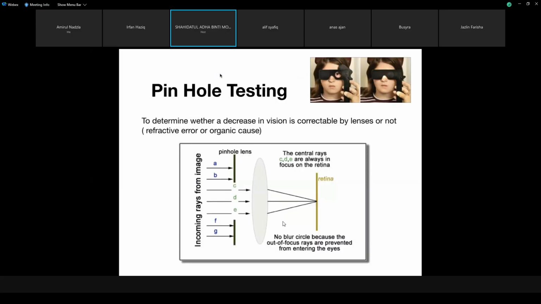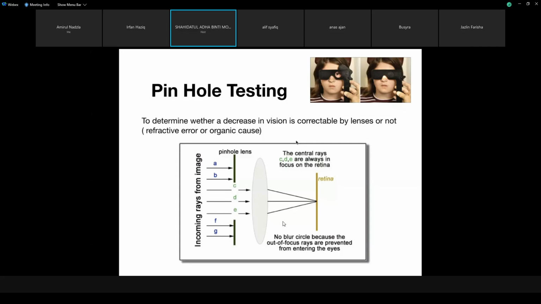And together with this visual acuity, we need to know about pinhole testing. This pinhole testing is to determine whether any decrease in vision is correctable by lenses or not. In other words, we want to see whether the patient has a refractive error or not. Whether the reduced vision is because of organic causes, caused by the retina, the cornea, the lens or whatsoever, or it is just non-organic causes.